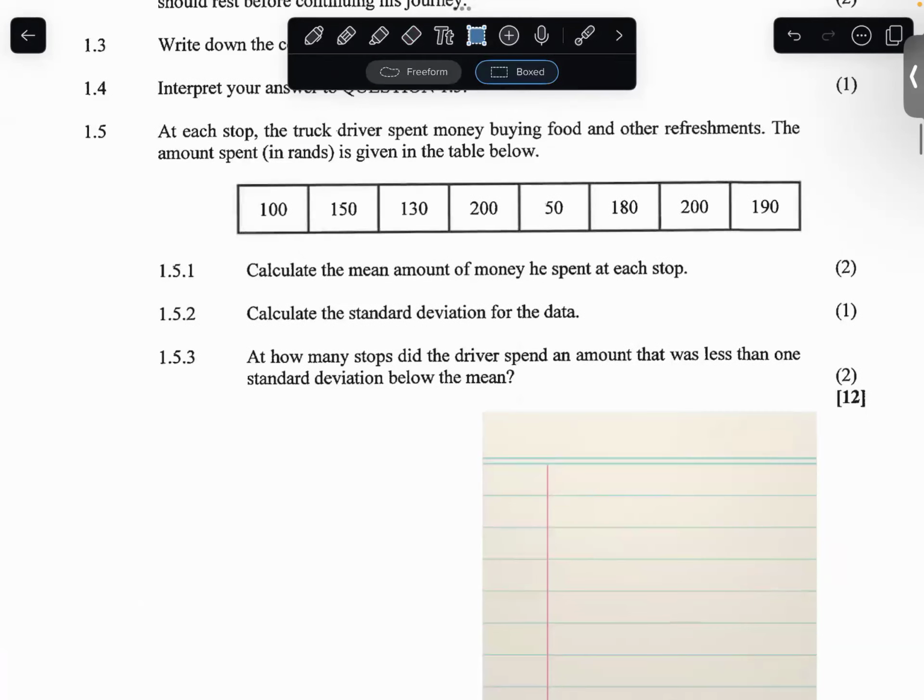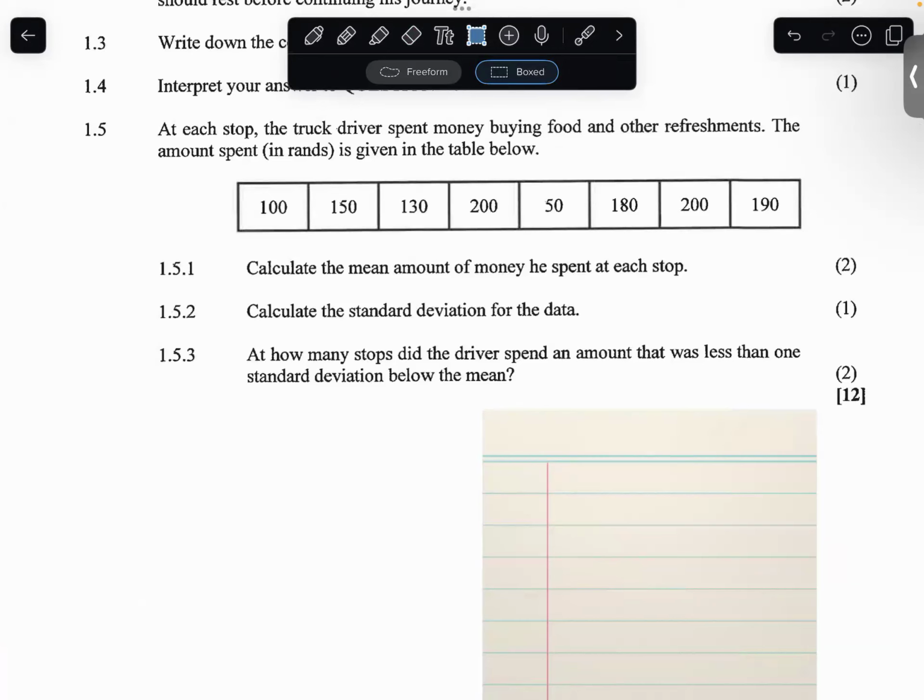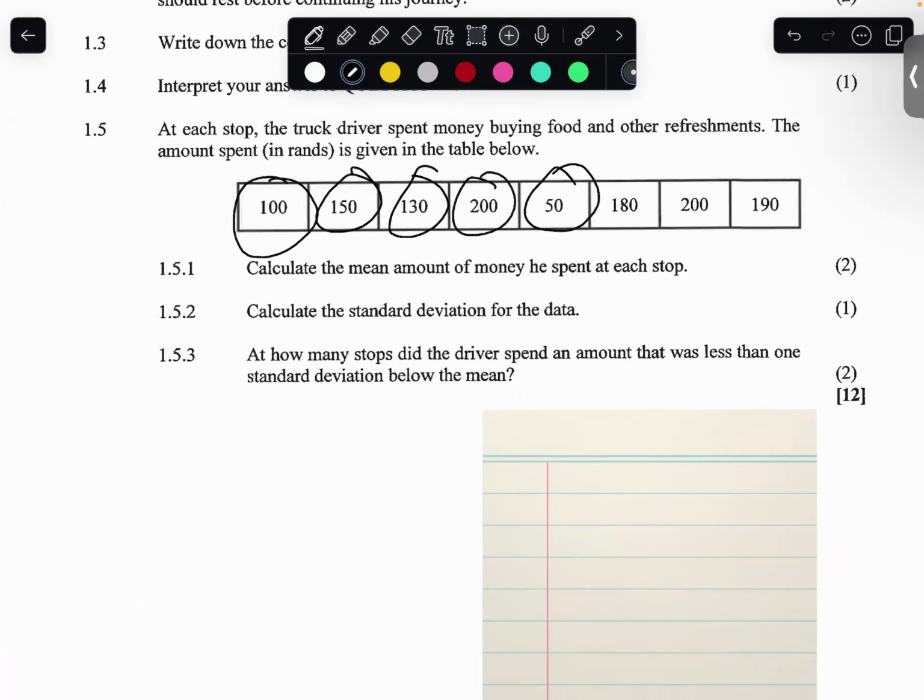Right. Next question says, at each stop, the truck driver spent money buying food and other refreshments. The amount spent in rands is given in the table below. 1.5.1. Calculate the mean amount of money he spent at each stop. Very simply, you're going to add all of these, that plus that plus that plus that plus that plus that plus that plus that, divided by the number of terms that you have. So it's going to end up being x bar.